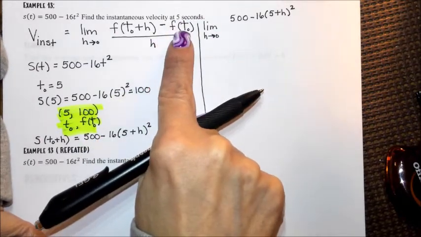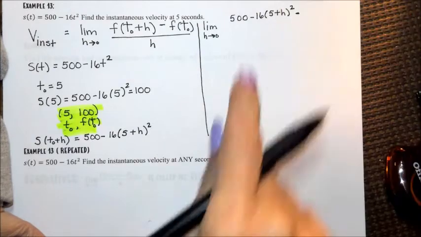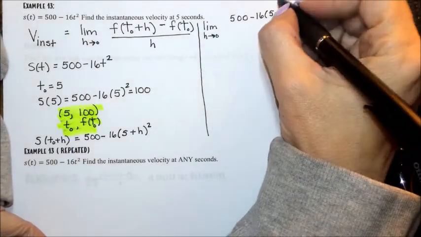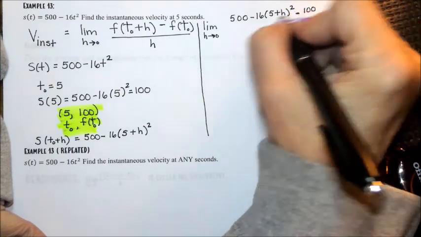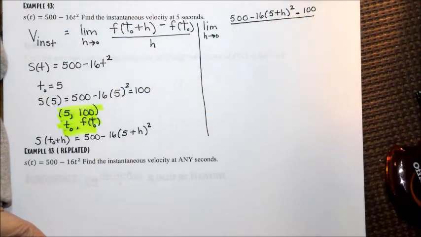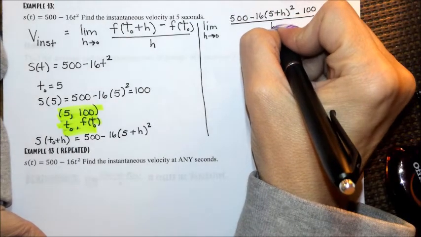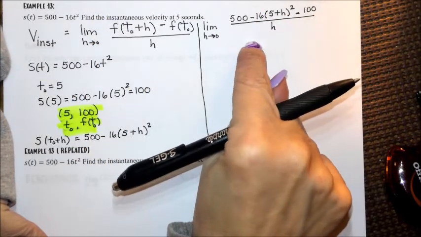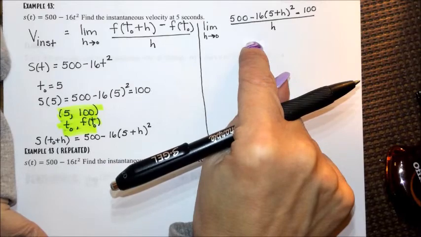Now I need minus f of t naught. Remember, my f of t naught was 100, all over h. I don't know what the h is. Remember, with instantaneous, I don't have a time. It's like a split second, like, boom. It's as we approach h. So we're going to have to put that right there. So we need to simplify this, and it's going to be a little bit messy.